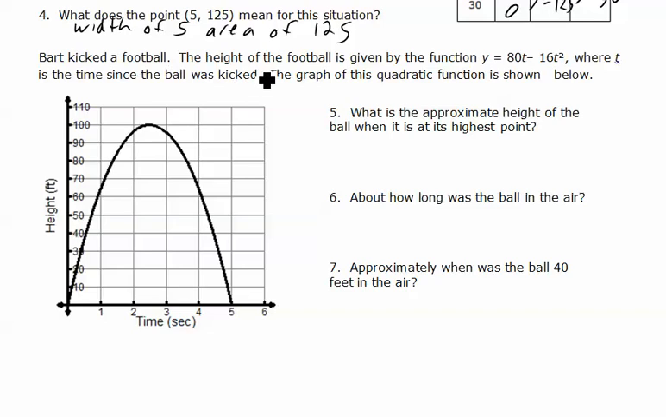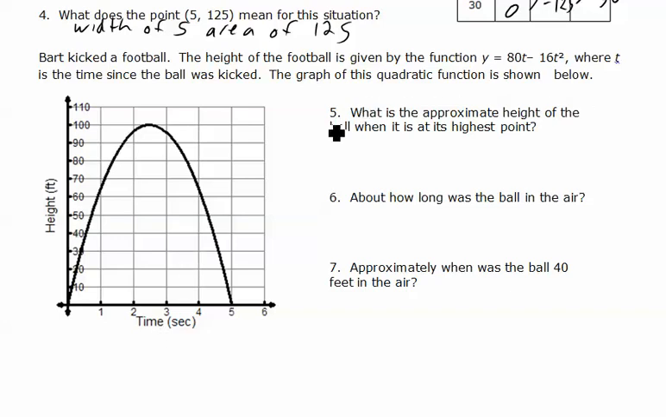Bart kicked a football. The height of the football is given by the function y equals 80t, t standing for time, minus 16t squared, where t is the time since the ball was kicked. The graph of this quadratic function is shown below. So don't get thrown off because this is a t instead of an x. It's the same thing. So we have time and the height. So height is a function of the time.